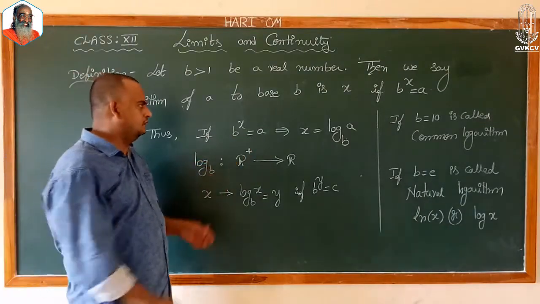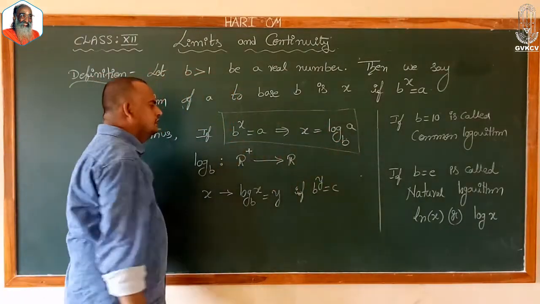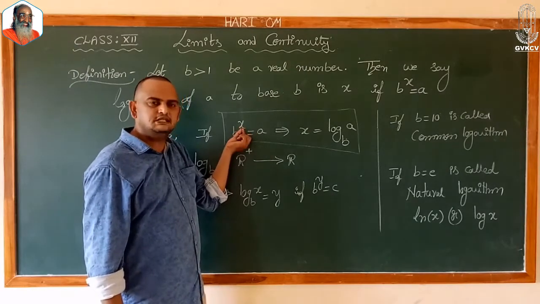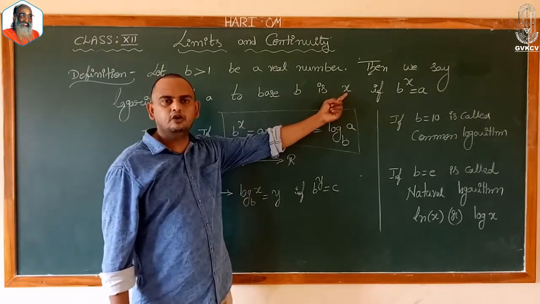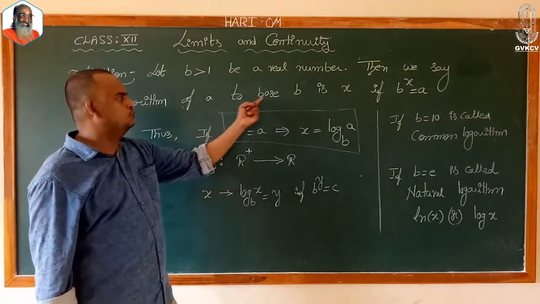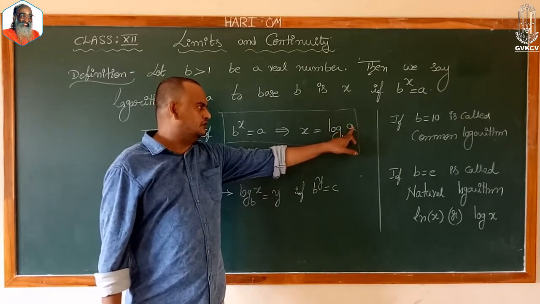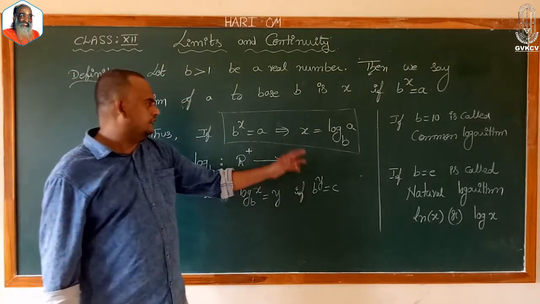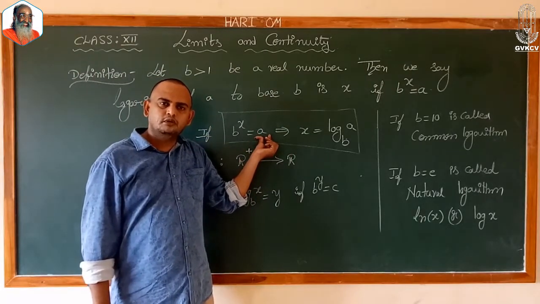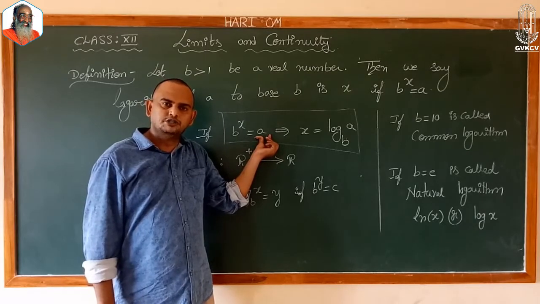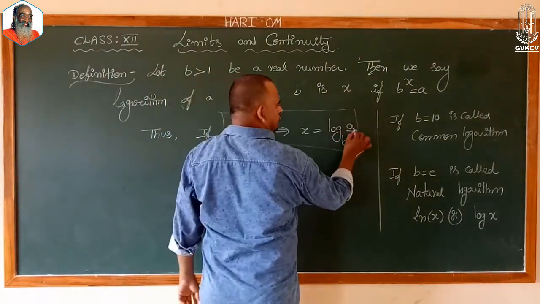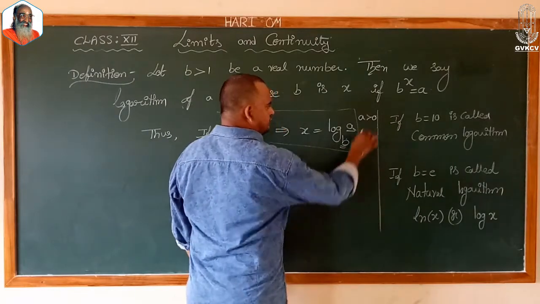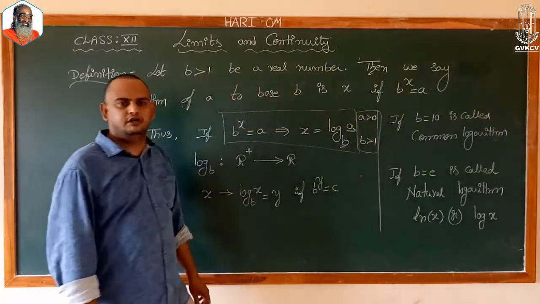Here you have the symbolic representation. Whenever you have an exponential function b power x is equal to a, from this x is called the logarithm of a to base b. So x is equal to log a to base b. This is the definition of the logarithmic function. Here a is a positive real number, which means the value of a is always greater than 0. And here the base b is always greater than 1.